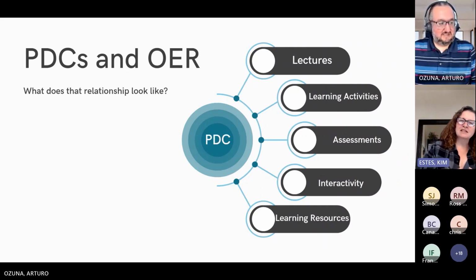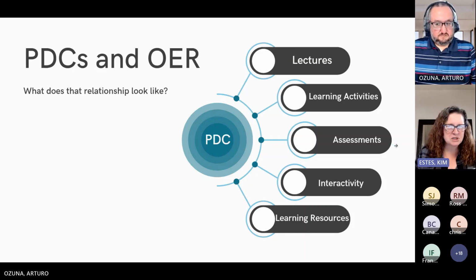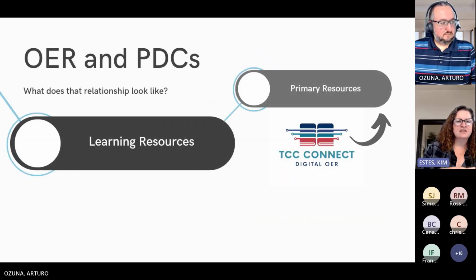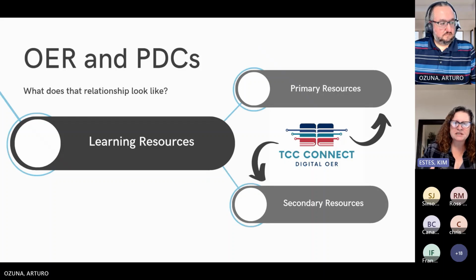But we're really looking at the peer developed course as that instructional piece, right? It's the lectures, the learning activities, the assessments, interactivity between the faculty member and the students, the learning resources, articles and videos and primary resources in the case of this Texas government course. And they're all brought together. And then the role of the OER with the PDC is to serve as a primary resource or a secondary resource to support that learning, right? Providing that open resource for both the faculty and the student to really dig into the content.